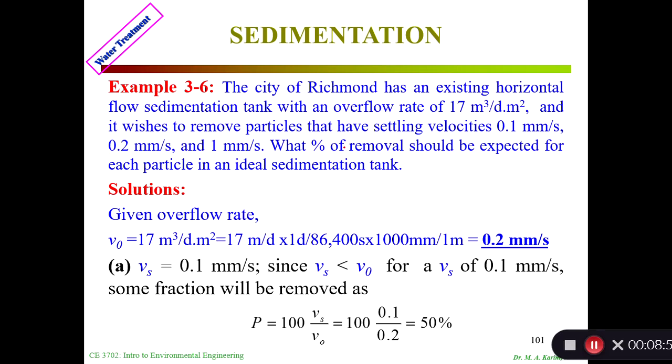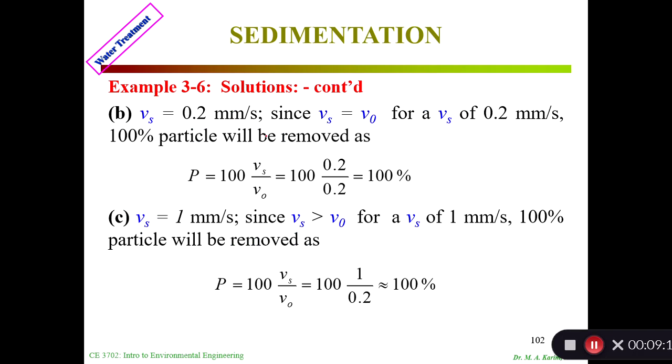So this is another problem for different cases. Vs equals this, that means the settling velocity is this. Since Vs is less than this, for a Vs of 0.1 millimeter per second some fraction will be removed, only 50%. For the case where Vs is equal to V0, then it would be 100%. If the settling velocity is greater than this, then that is also 100%.